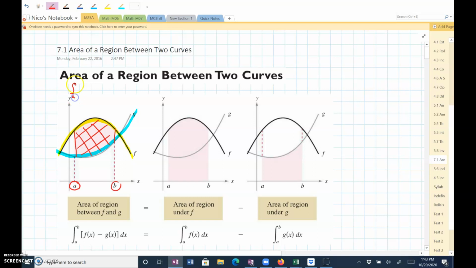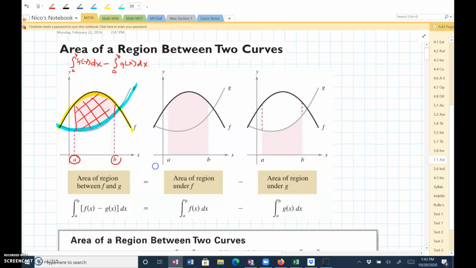Okay, and how we would find that, first of all, we would find the area between the integral a and b of g of x dx, and then subtract from that the integral from a to b of f of x. Actually, it should be f of x minus the integral from a to b of g of x dx, which another way to write it would be down here.